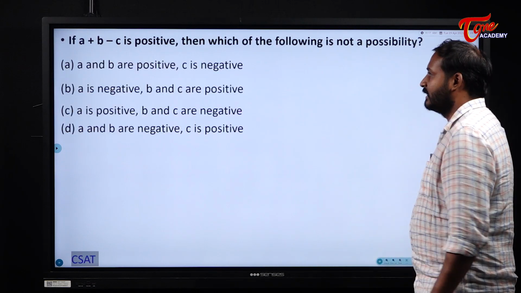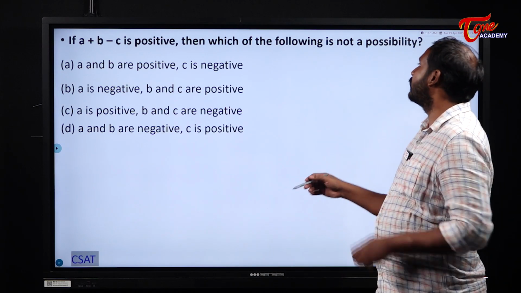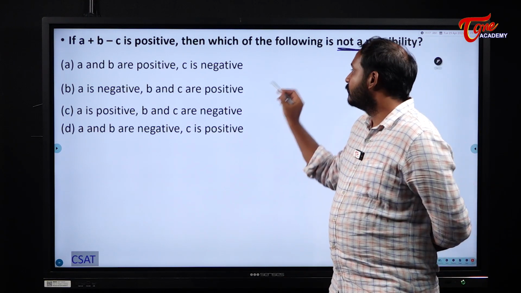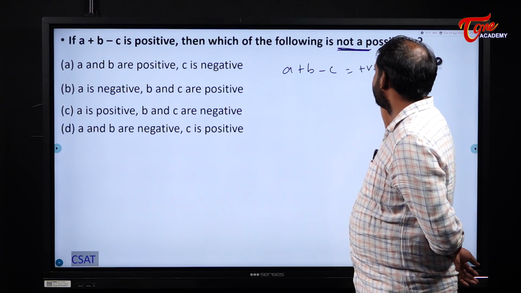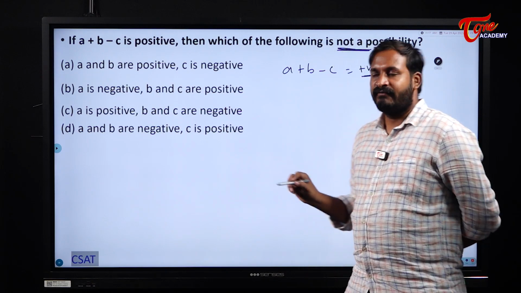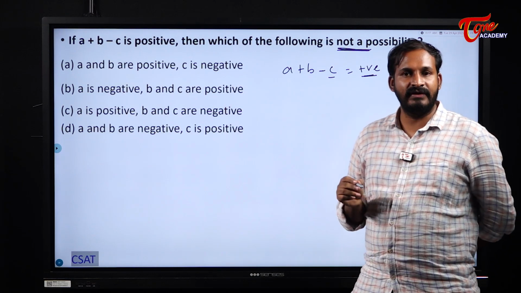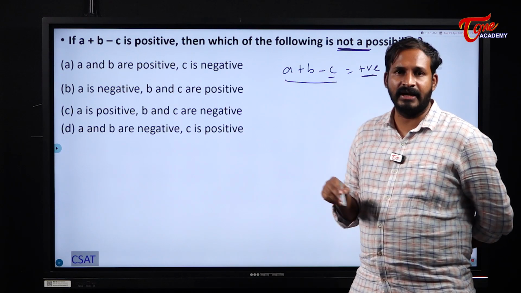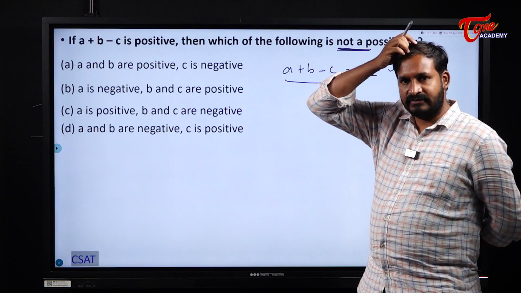Okay, next one. A plus B minus C is positive. Then which of the following is not a possibility? Not a possibility, students. Please have a look. Now A plus B minus C is a positive value. Now A and B are positive and C is negative. If I take C as a negative value, minus of minus, what will it become? Plus, right? So positive? Yes, we will have positive.